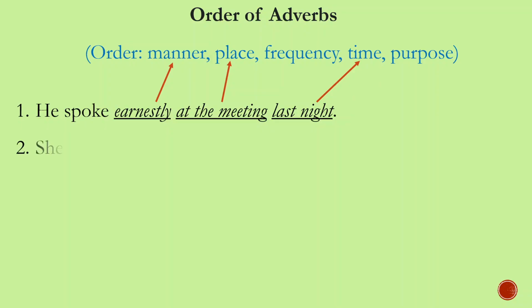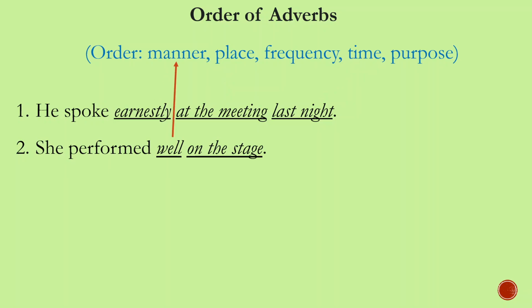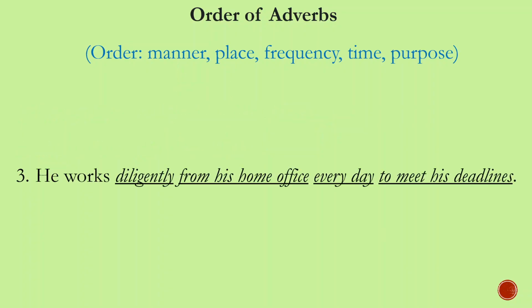Sentence number 2. She performed well on the stage. Here well is adverb of manner, on the stage adverb of place. So this is in correct order. Sentence number 3. He works diligently from his home office every day to meet his deadlines. Now we have 4 adverbs in the sentence. First, diligently is adverb of manner, from his home office is adverb of place, every day is adverb of frequency, and to meet his deadlines is adverb of purpose.